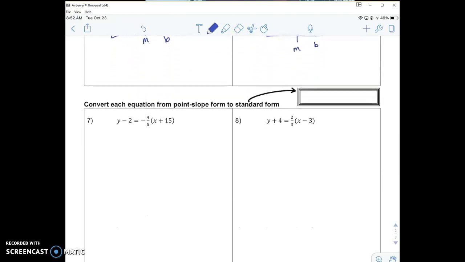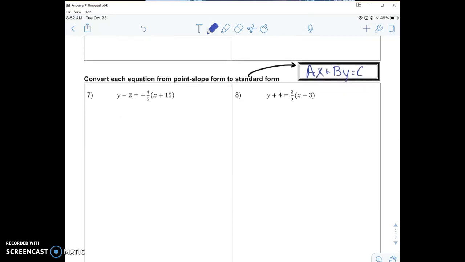Convert each equation to standard form. Okay, so on these I need to get it into ax plus by equals c. Again, I'm going to start with distributing. On the left, I'm going to be left with y minus 2, and I'm distributing negative 4 over 5 to everything inside the parentheses. This gives me negative 4 over 5x minus 12.